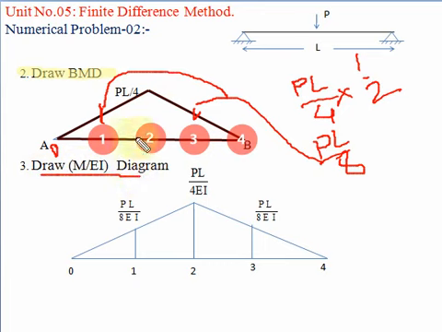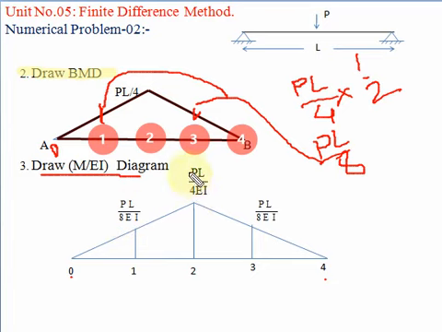Now the next step is to draw the M upon EI diagram. Whatever values of bending moment we get, we divide by EI. What is the bending moment at 0 and 4? Always remember it is 0. Now the value at node 1 is PL upon 8 divided by EI, so it will be PL upon 8 EI.